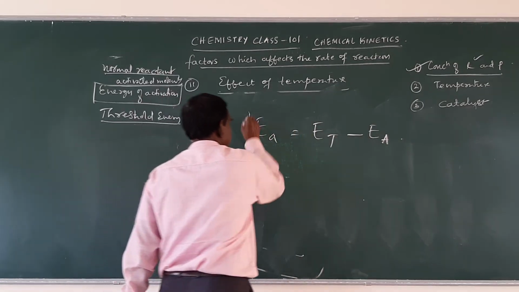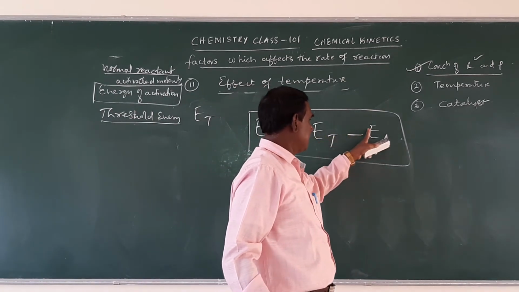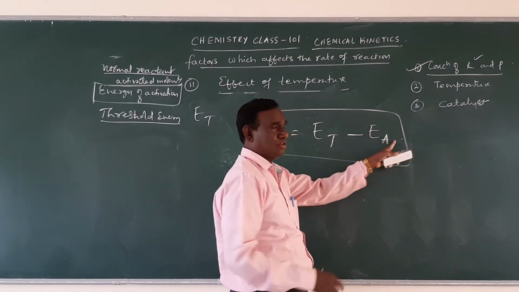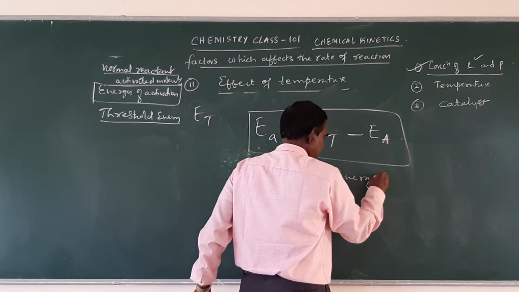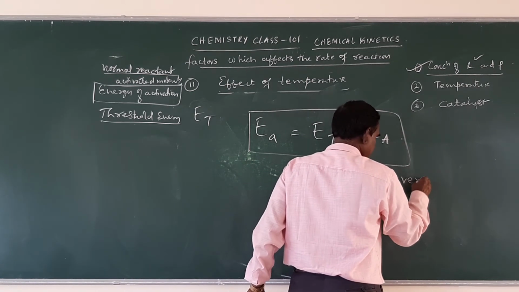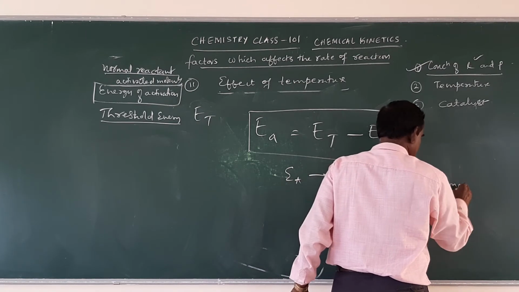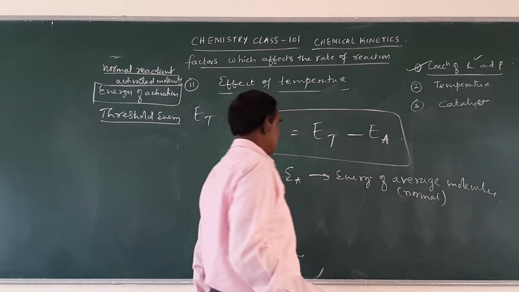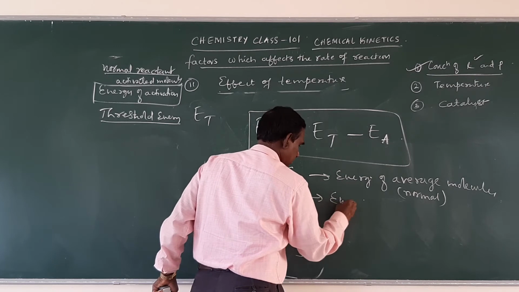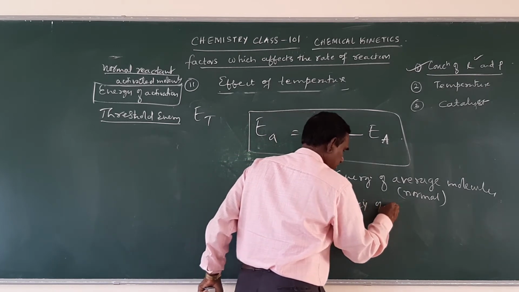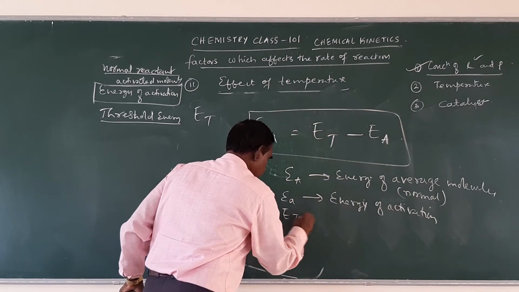So one equation is there: energy of activation is equal to threshold energy minus energy of the average molecules. E is equal to energy of average molecules, that is, average or normal molecules. EA is equal to energy of activation. And ET is equal to threshold energy.